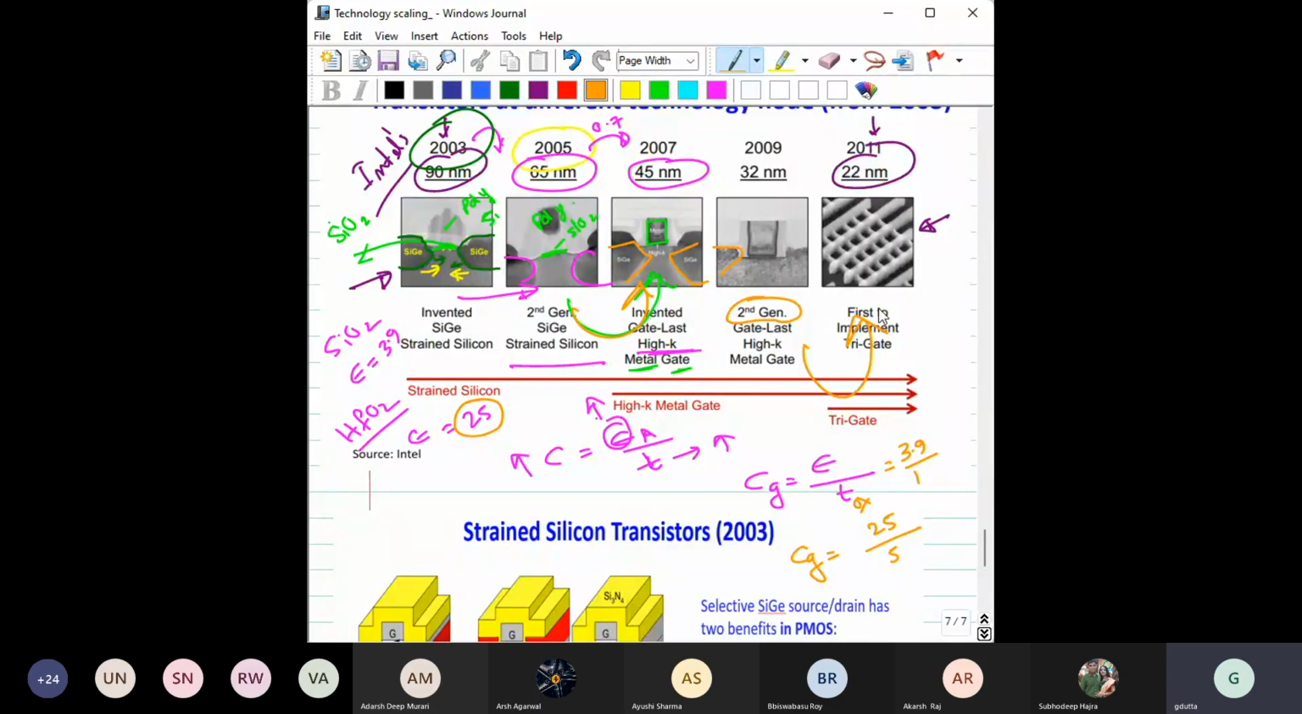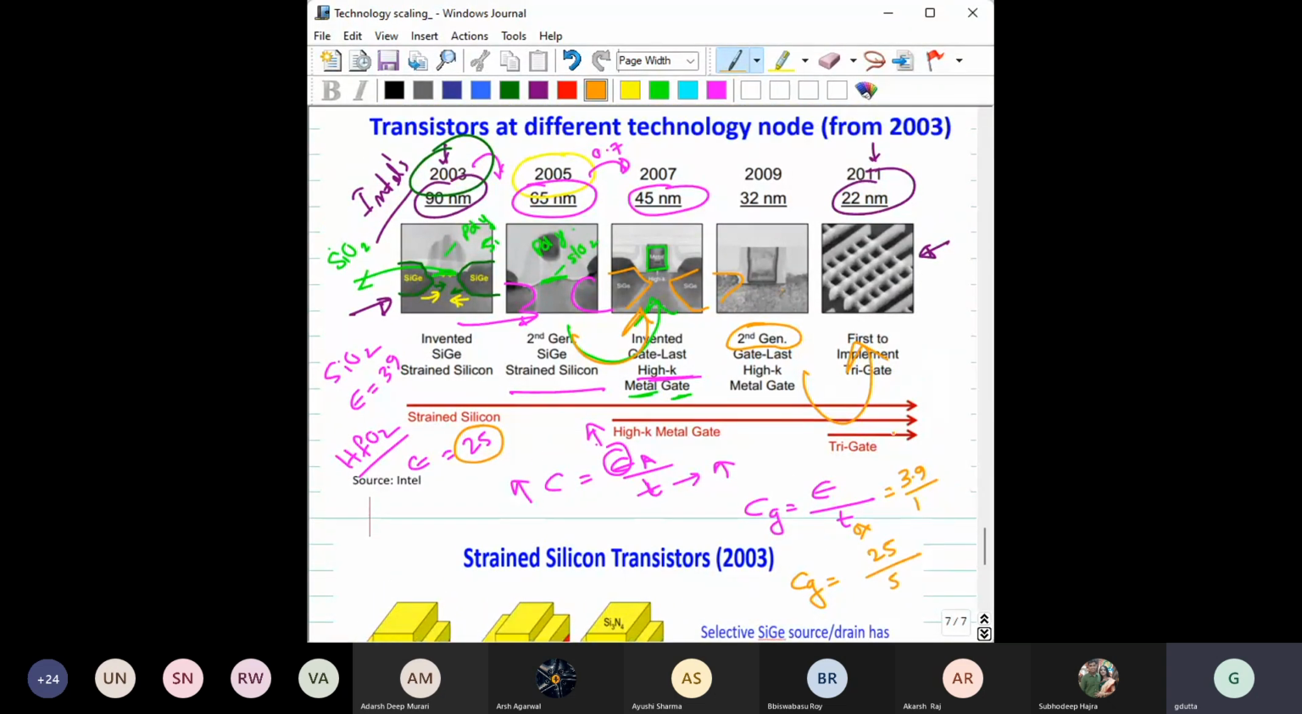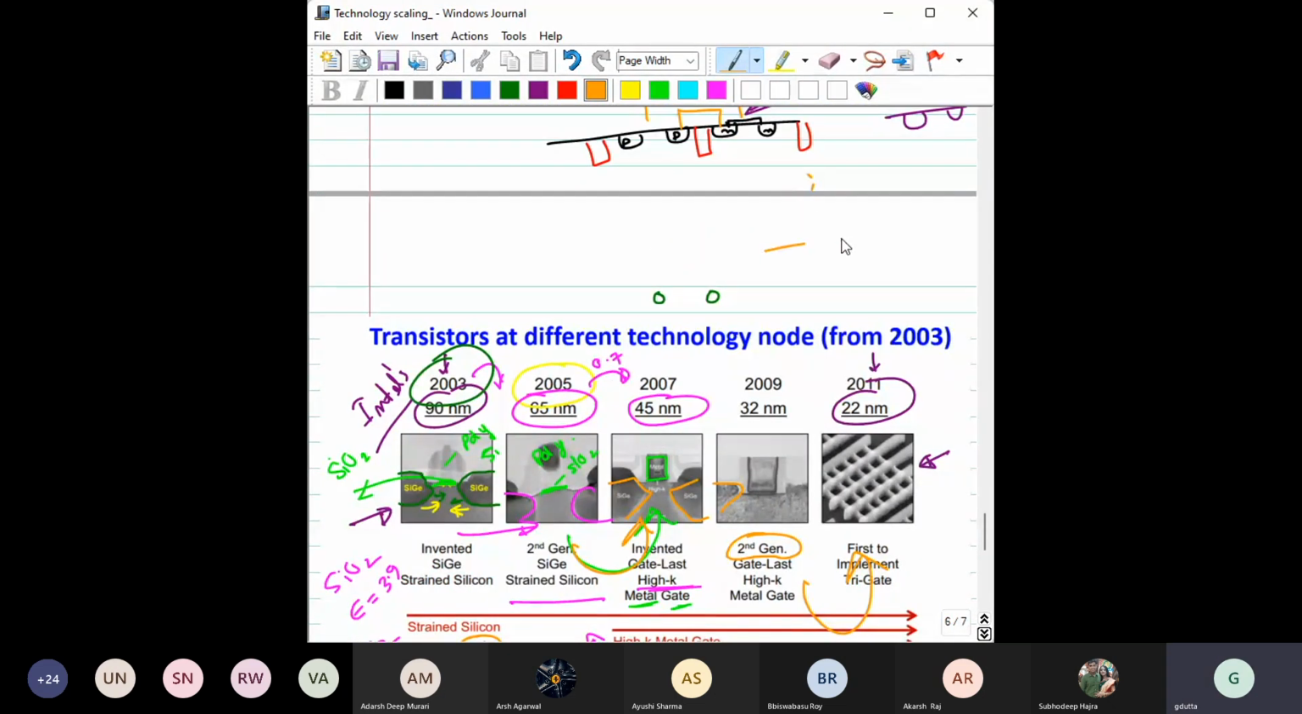Then people understood that we cannot make this gate length smaller, smaller, and smaller. Why so? Because you have to always consider this thing. You have source, you have drain, right? Now you keep bringing these two closer. This is P silicon, right? You have some depletion layer.